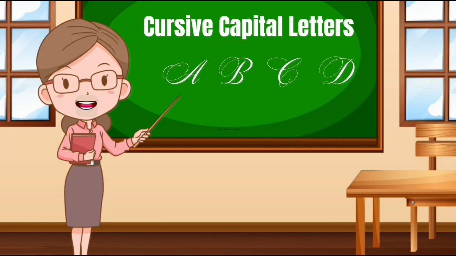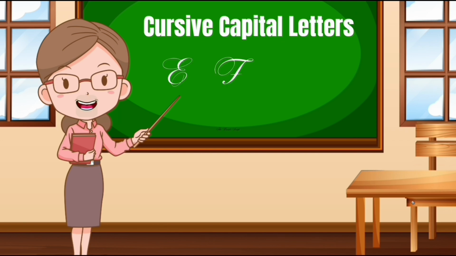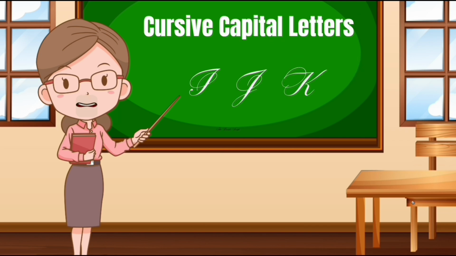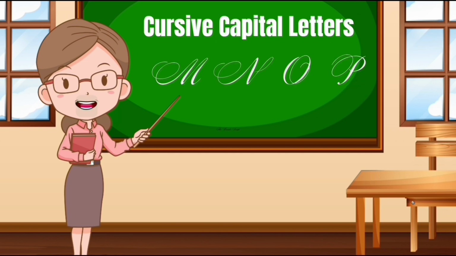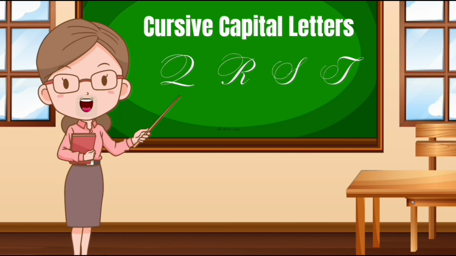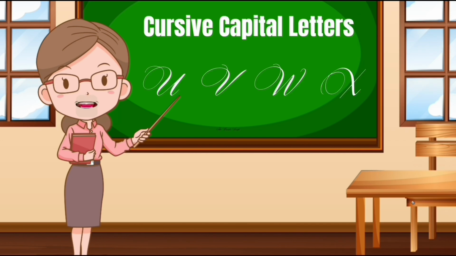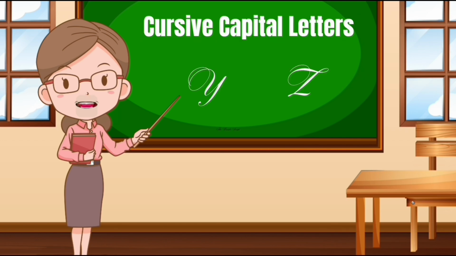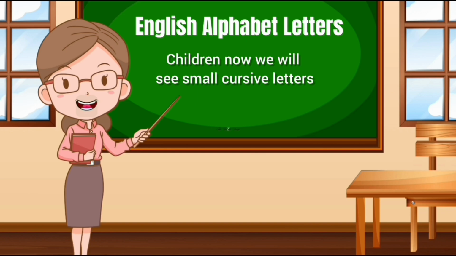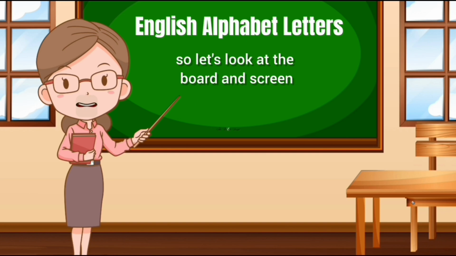Cursive capital letters: A, B, C, D, E, F, G, H, I, J, K, L, M, N, O, P, Q, R, S, T, U, V, W, X, Y, Z. Well done. Children, now we will see small cursive letters, so let's look at the board and screen.